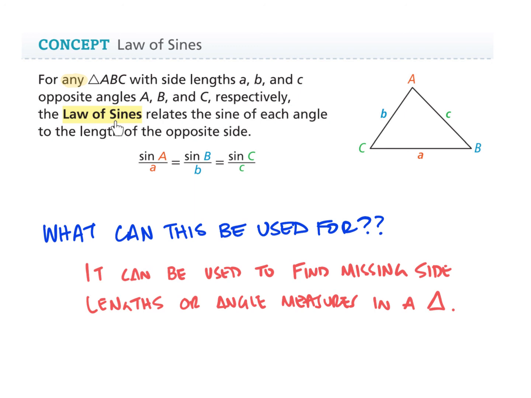If it was a right triangle, we could have used SOHCAHTOA or the Pythagorean theorem perhaps. But if it wasn't a right triangle, before this we were kind of out of luck if we wanted to find some missing pieces of information. But now with the law of sines and another tool that we're going to learn in an upcoming video called the law of cosines, with those tools we can actually find missing side lengths, missing angle measures in just about any triangle, so long as we have some other information about that triangle.